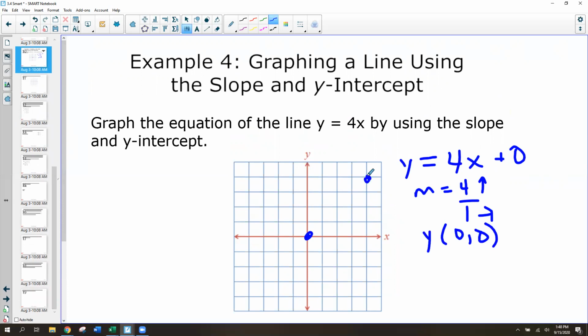And since I'm going to run out of room, I can do the opposite. So instead of going up and right, I can go down and left. And there's my, very not straight line.